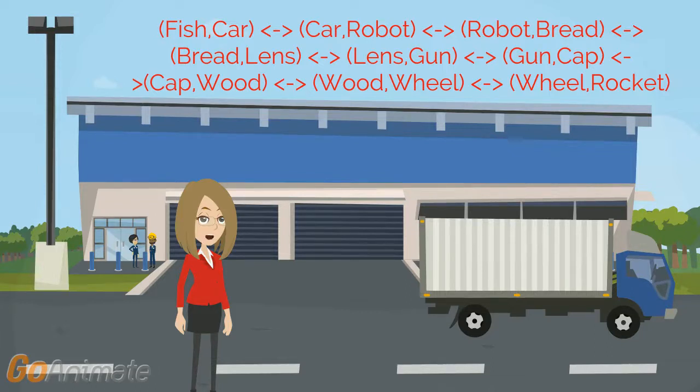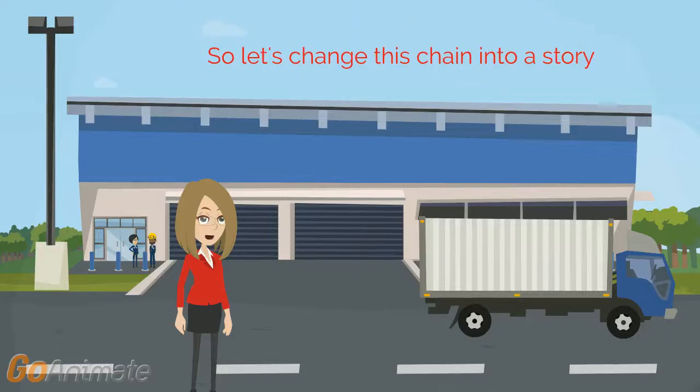If the order in which you remember the items does not matter, you can also rearrange the order to make the creation of mental images easier. It's very important that the images you create are either strange or special in some way, so as to make them more memorable. So now, let us change this chain into a story.